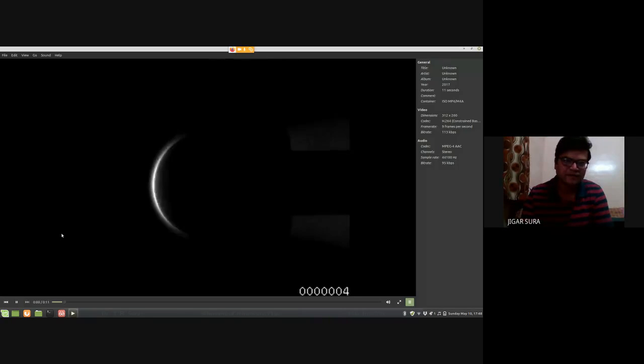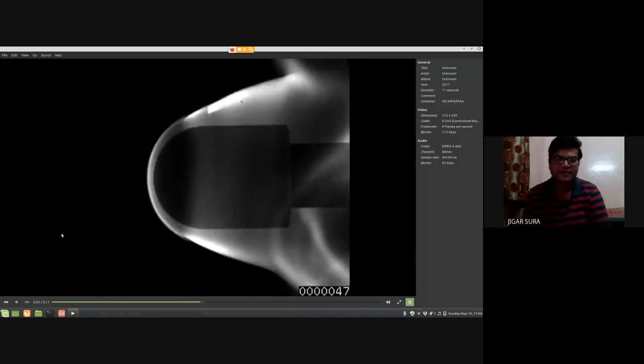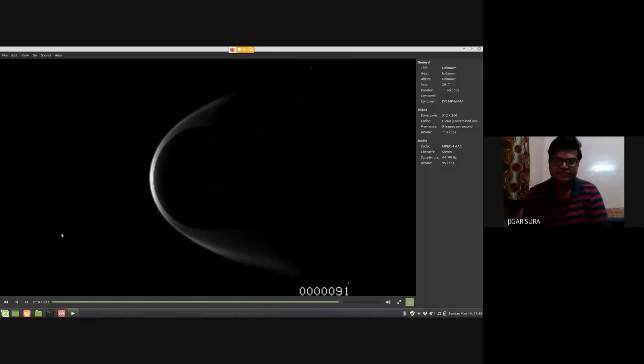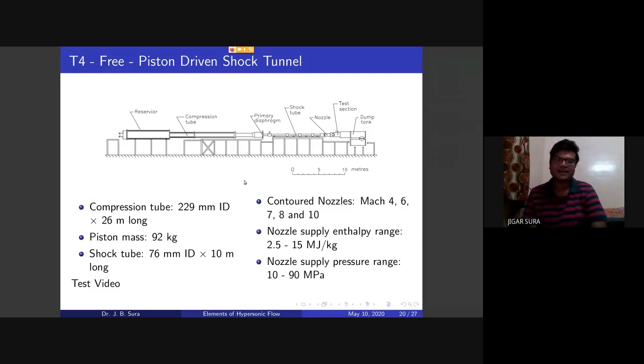Let me play it again. It was not playing. Yeah, see the flow is coming and going. The white line is the shock region. And it's over. It says 11 seconds of recording. But remember, 11 seconds is the recording after taking the data. Actually, you will not get more than 1 to 2 milliseconds. So you take multiple frames per second, more than 1000 frames, and then you compile them.